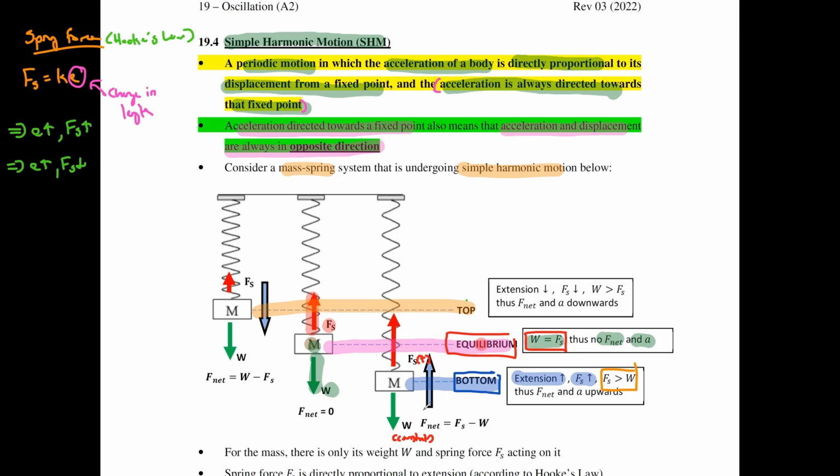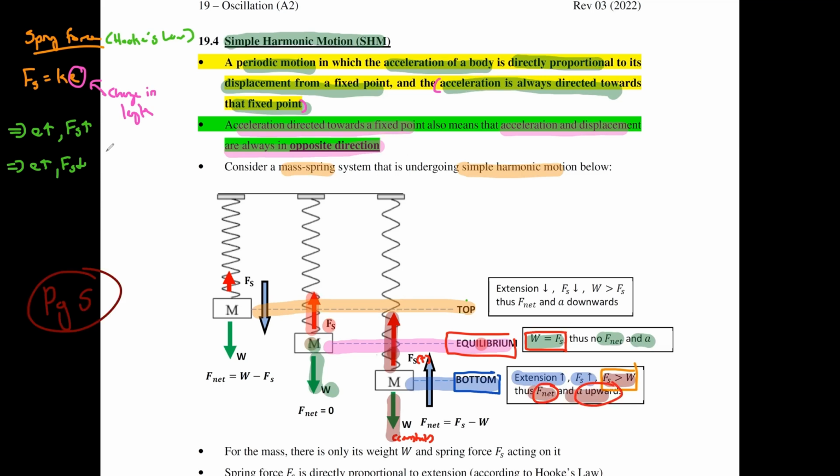Okay, so if your spring force is now more than your weight, your spring force is directed upwards, but your weight is directed downwards. So spring force more than your weight would mean that your net force and acceleration is upwards. Okay, under the chapter of dynamics in AS last time, we told you that acceleration is caused by resultant force, and it always will be in the same direction as the resultant force. So if you have a resultant force upwards, your acceleration must be upwards. Okay, so here is what happens at the bottom. You have an acceleration and force that is upwards. Your acceleration is upwards, your net force is upwards.